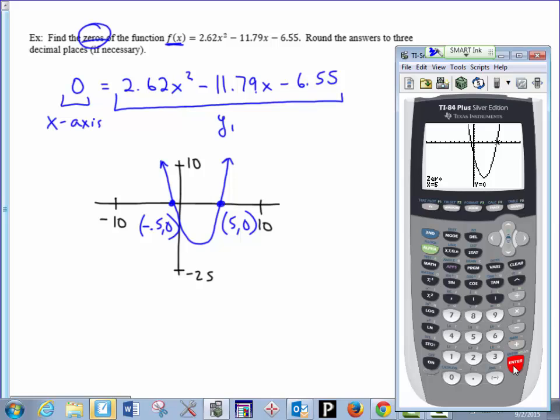So to find the zeros means the x values where it crosses the axis, and so our zeros would be x equals negative 0.5 and x equals positive 5.